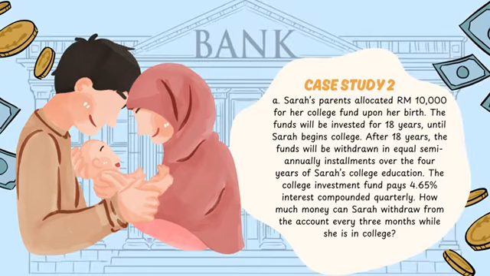Case study 2, question A. Sarah's parents allocated 10,000 ringgit for her college fund upon her birth. The fund will be invested for 18 years until Sarah begins college. After 18 years, the fund will be withdrawn in equal semi-annual installments over the 4 years of Sarah's college education. The college investment fund pays 4.65% interest compounded quarterly. How much money can Sarah withdraw from the account every 3 months while she is in college?